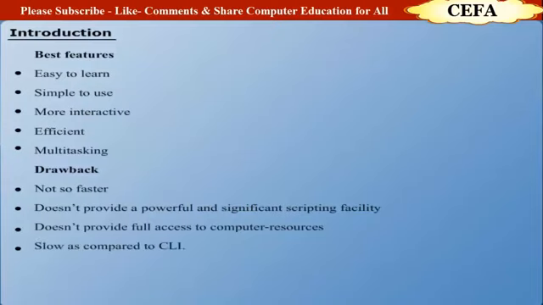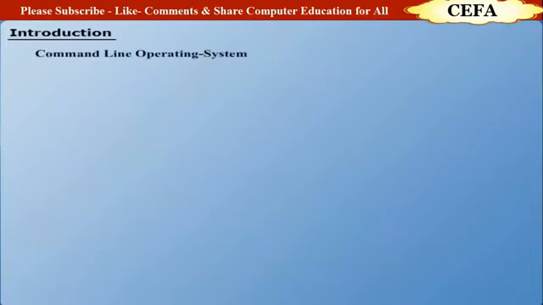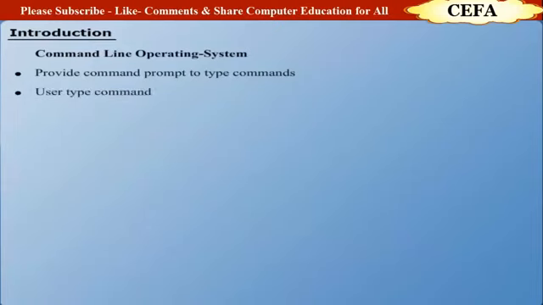Command line operating system. A command line operating system basically provides a command prompt in order to type different commands. The users type commands while interacting with the computer. The users need to memorize different commands for performing various tasks. The examples of command line operating systems include DOS and Unix.